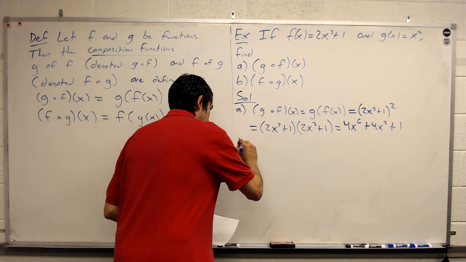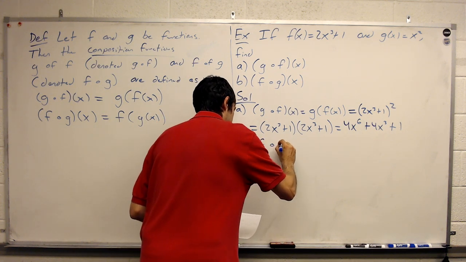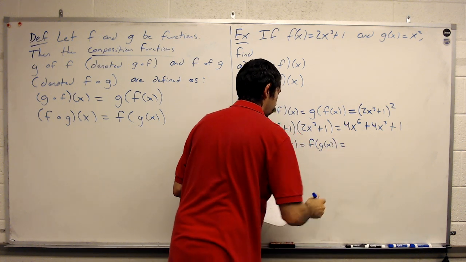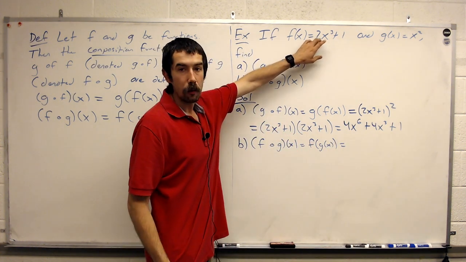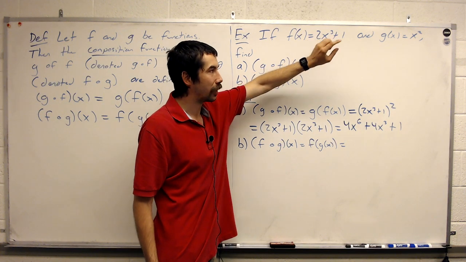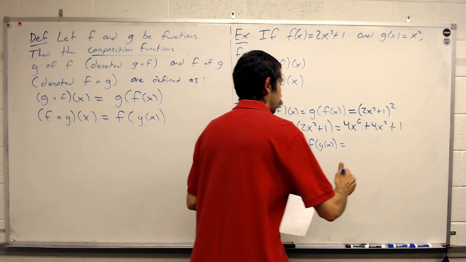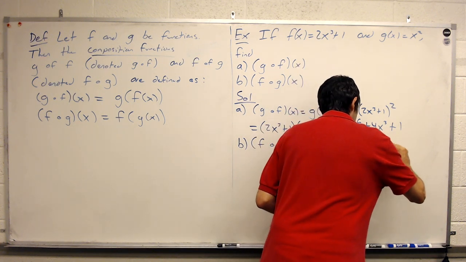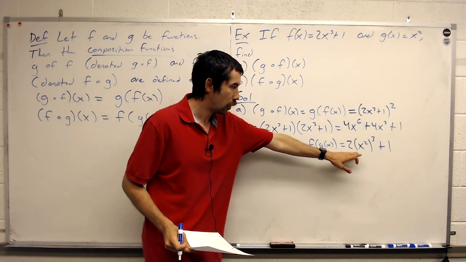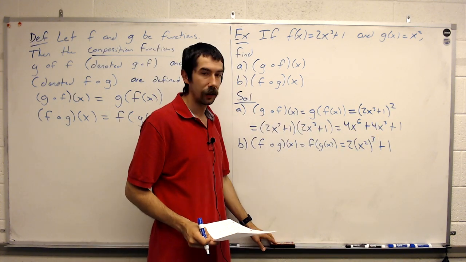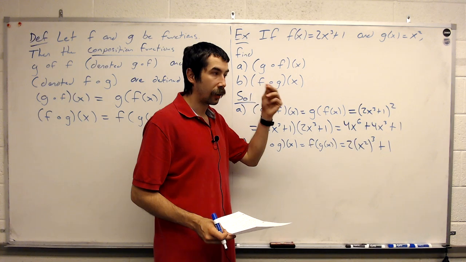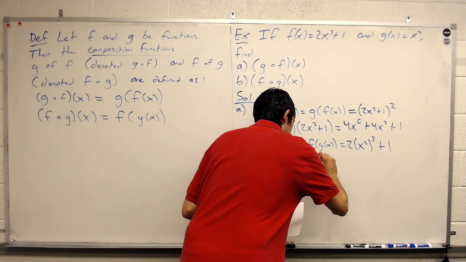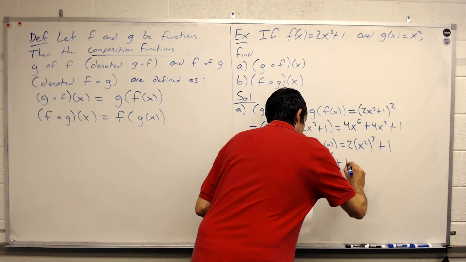Let's now find f of g of x. So we take our f function, wherever we see an x, we're going to replace it with the entire g function. All right, and we get 2 times x squared to the third plus 1. X squared to the third, remember we multiply the exponents. So this is equal to 2x to the sixth plus 1.